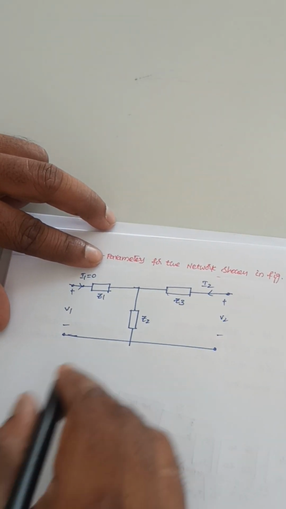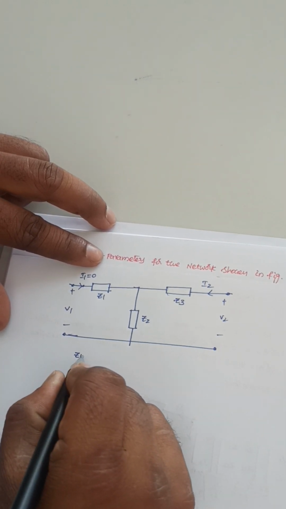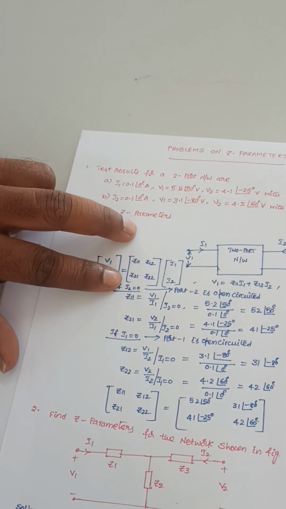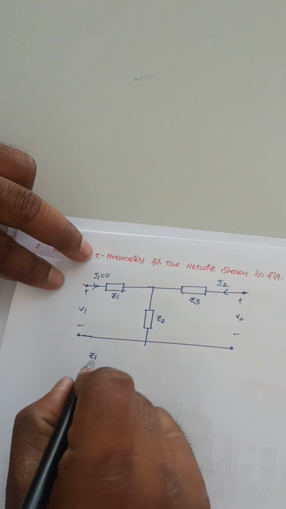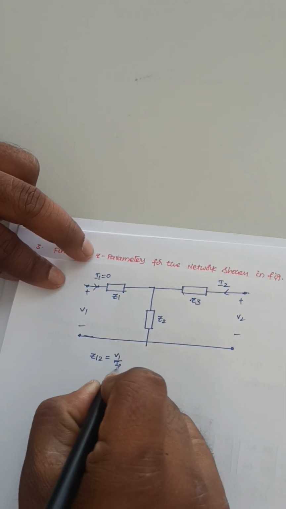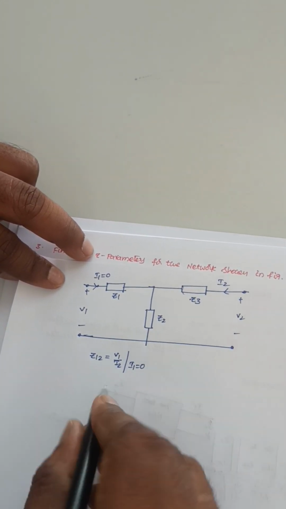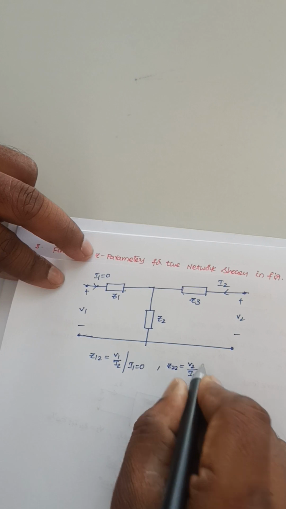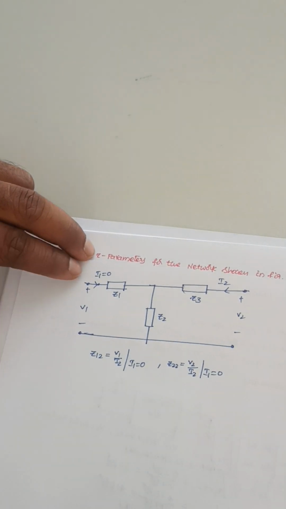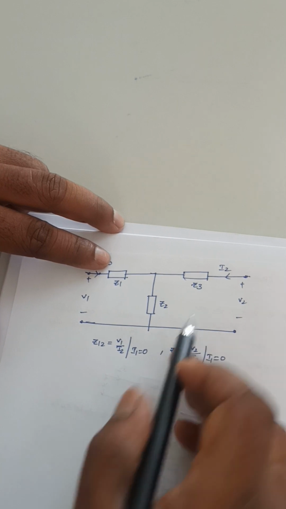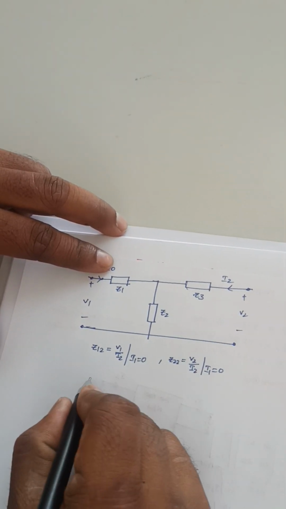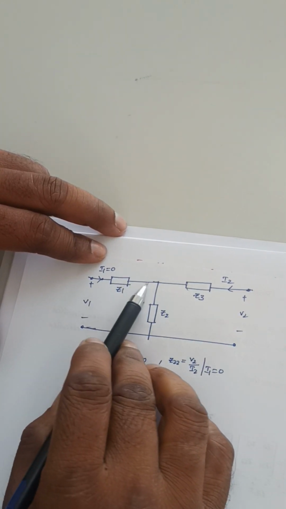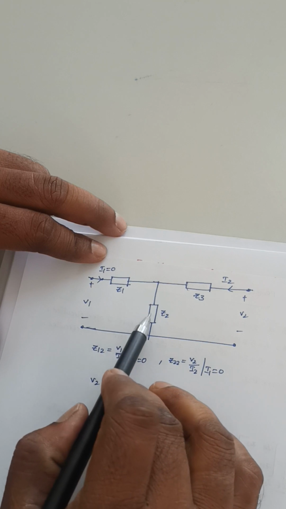Now I need to find this Z12 and this Z22. Z12 is equal to V1 by I2 by making the input port open circuited. That means I1 is equal to 0. Z22 is equal to V2 by I2 at I1 is equal to 0. Now write this KVL equation for this loop. So V2 is equal to, this current will come up to here. Since there is no current flowing from this, this total current will enter into this Z2.